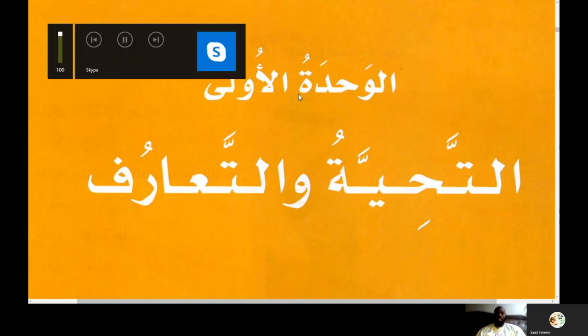Al-wahdatu huwa. Here we'll join Dhamma with Lam. So the Alif is silent. Al-wahdatul ula. Here you see a shadda. This shadda tells you that lam is also silent, so join alif with ta. At-tahiyyatu wa-ta'aruf. There's a fatha here. Wa ta'aruf. Good.